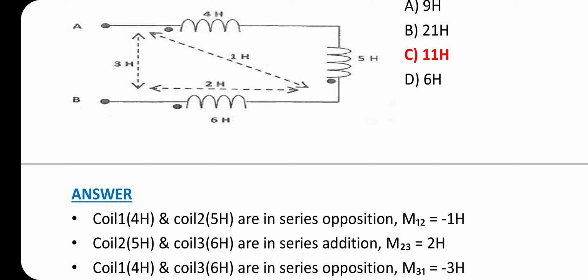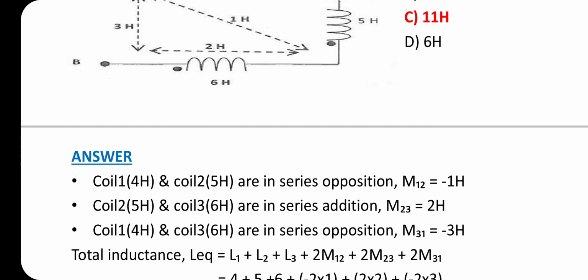Here coil 1, 4 Henry, and coil 2, 5 Henry, are in series opposition. That is, the dot present in coil 1 is at the starting end and the dot present in coil 2, 5 Henry, is at the ending position. That is series opposition, therefore M12 is minus 1 Henry. Coil 2, 5 Henry, and coil 3, 6 Henry, are series addition as the dots present in both coils are at the end positions. M23 is 2 Henry. Coil 1 and coil 3 are in series opposition. M31 equal to minus 3 Henry.